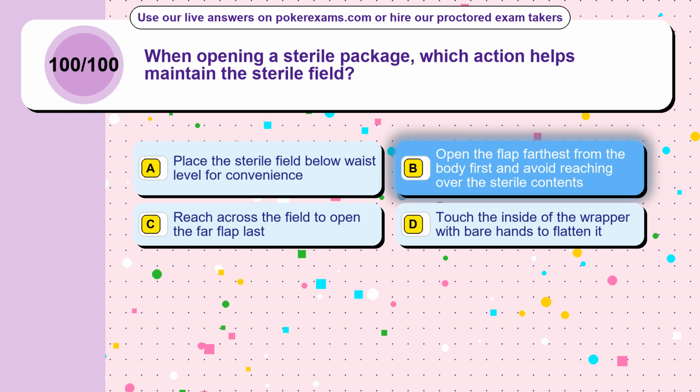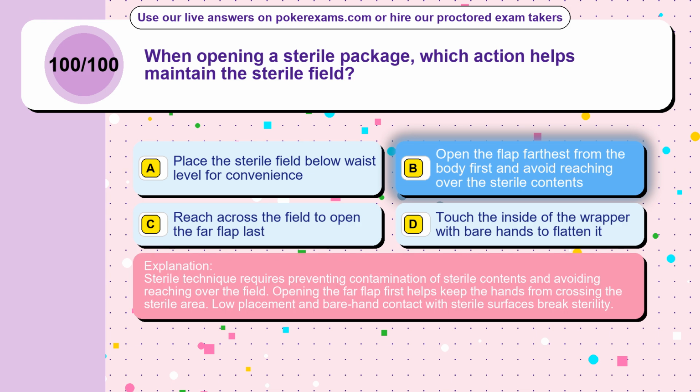The correct answer is option B. Open the flap farthest from the body first and avoid reaching over the sterile contents. Sterile technique requires preventing contamination of sterile contents and avoiding reaching over the field. Opening the far flap first helps keep the hands from crossing the sterile area. Low placement and bare hand contact with sterile surfaces break sterility.